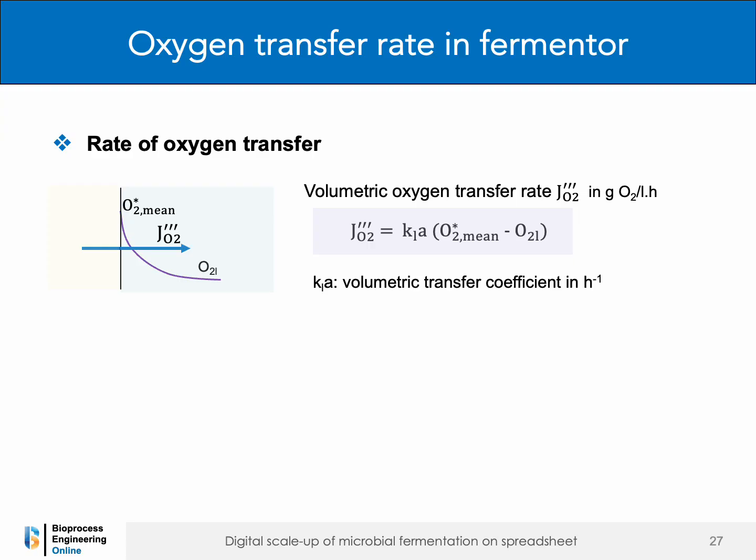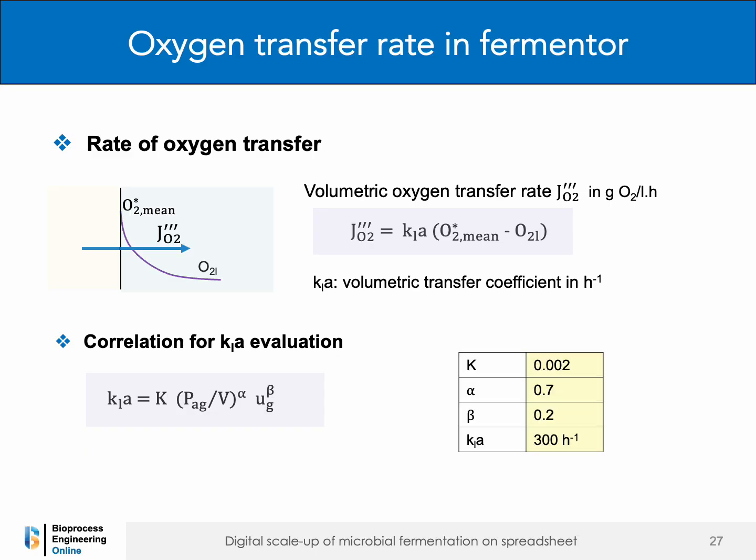O2 star mean is the mean oxygen solubility concentration at the gas-liquid interface. O2L is the dissolved oxygen concentration in the bulk liquid phase. The oxygen transfer coefficient KLA is estimated using a correlation as a function of the volumetric agitation power, PAG over V, and the superficial gas velocity, UG, according to KLA equals K PAG over V power alpha, UG power beta. K, alpha and beta are constants selected for large-scale fermenters operating with low viscosity media.